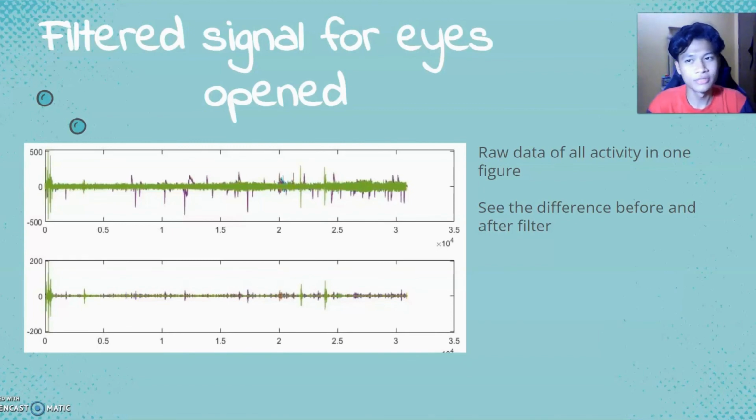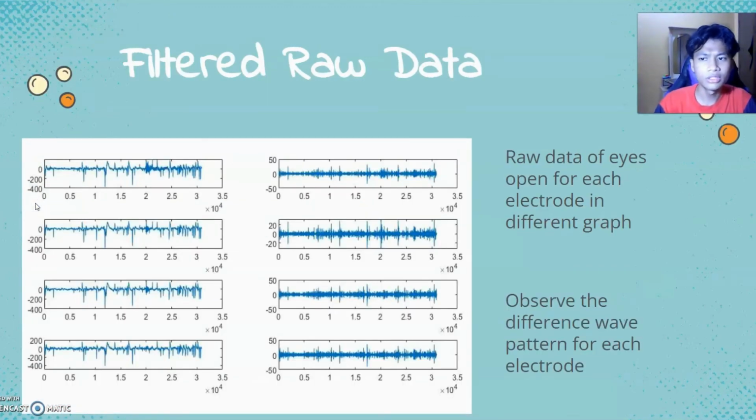Okay, lastly, we observe the filtered signal for eyes open. As you can see, this is the raw data before and after filter. Before filter, the amplitude is higher, while after filter, the amplitude becomes lower. So next, we observe the filter between raw data of each electrode in different graphs. As you can see, in the raw data before filter, there are many high peaks. This is because when we open our eyes, there is a lot of movement in our eyes, so there are many more peaks than when we close our eyes. So after filter, we can see the peaks become smooth.